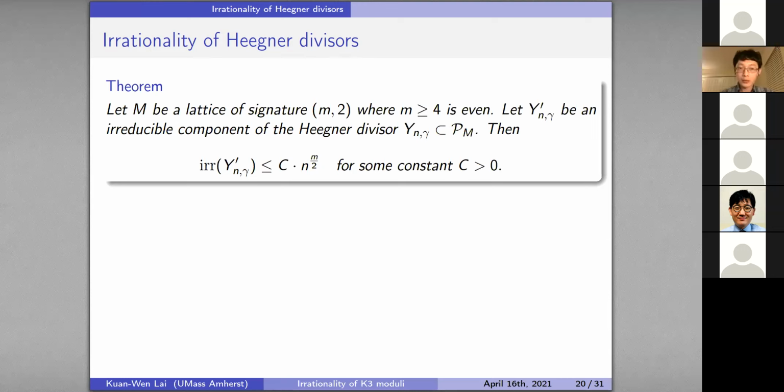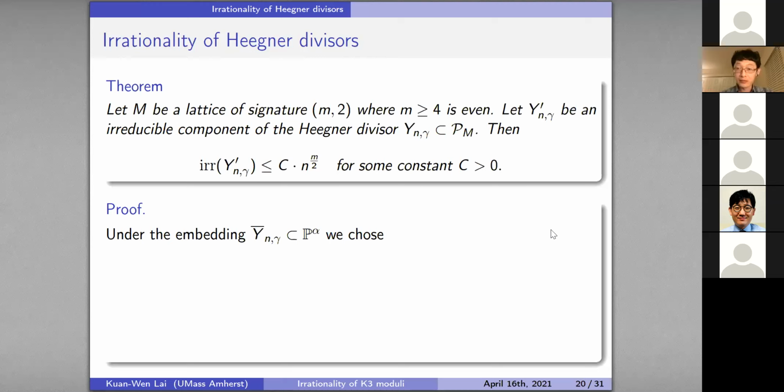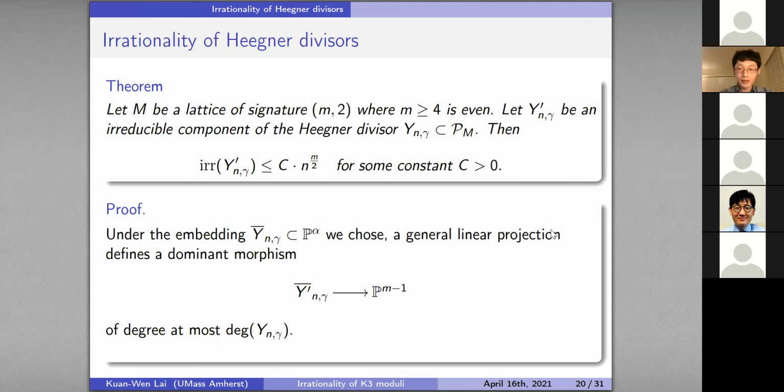Okay, so how do we prove this theorem? This follows basically by collecting the information given in the previous slides. So first, again, we choose an embedding of the Baily-Borel compactification of Y_{n,gamma'} in some projective space. So we also compactify this component in this projective space. We choose some general linear projection. This will give you a dominant finite morphism to a projective space, a finite covering.